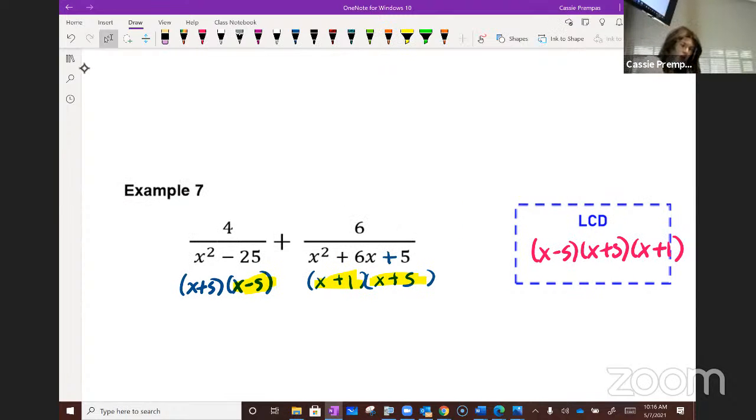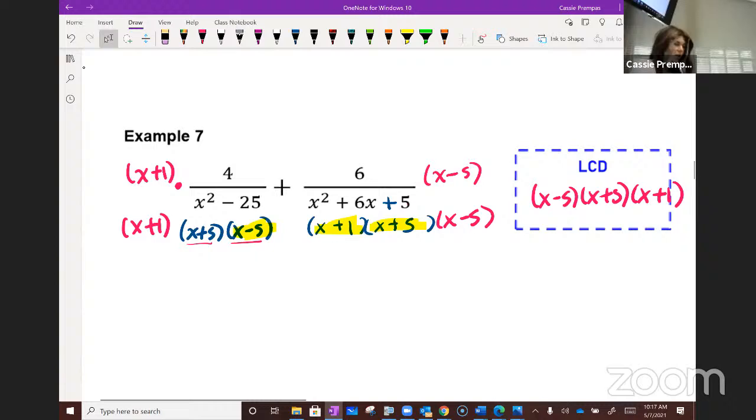So what would I have to multiply this fraction by? What's missing out of x plus 5, x minus 5, x plus 1? x plus 1. So we're going to multiply this one by x plus 1 over x plus 1. What's missing over here? x minus 5. Good, x minus 5 over x minus 5.